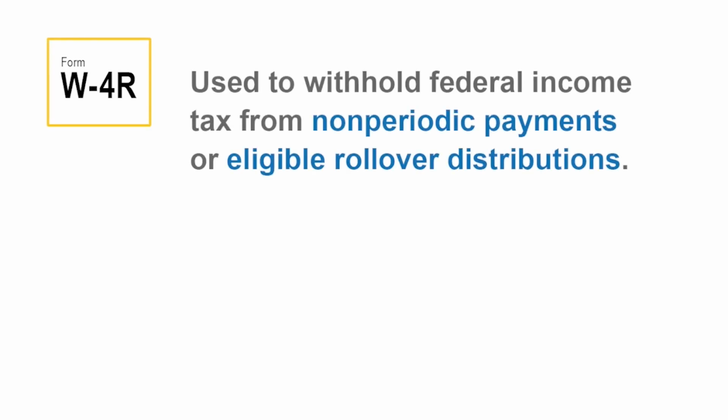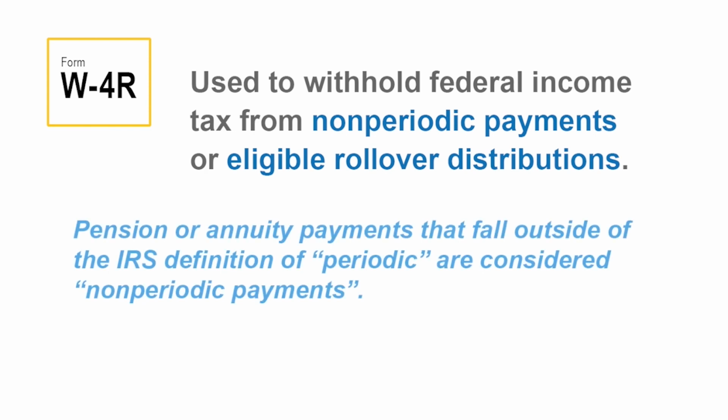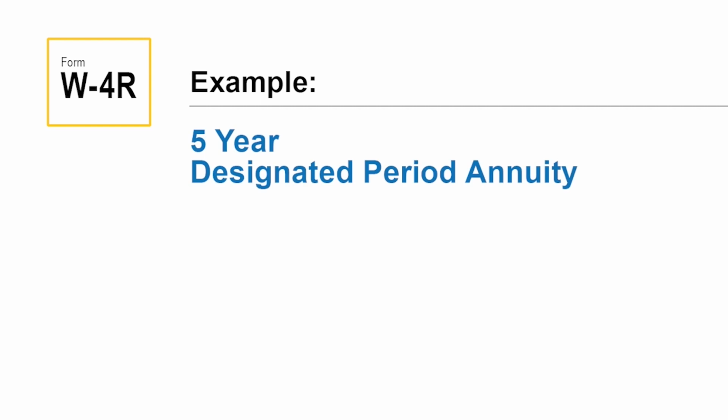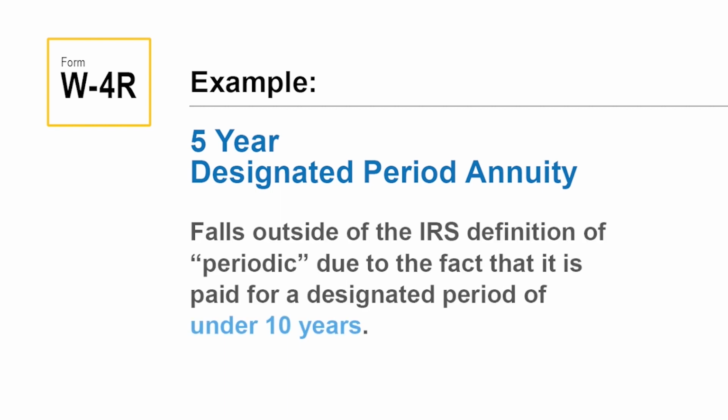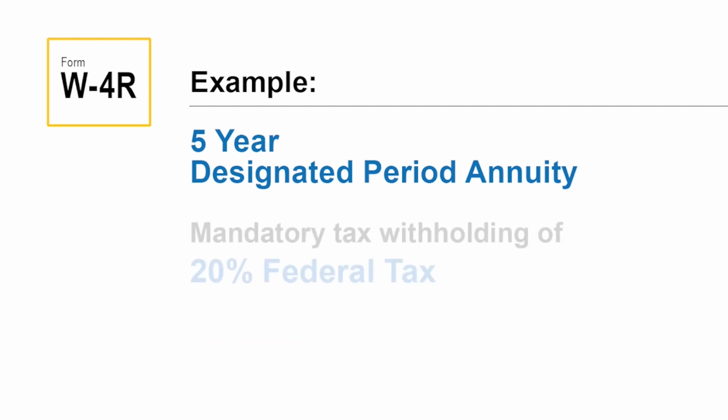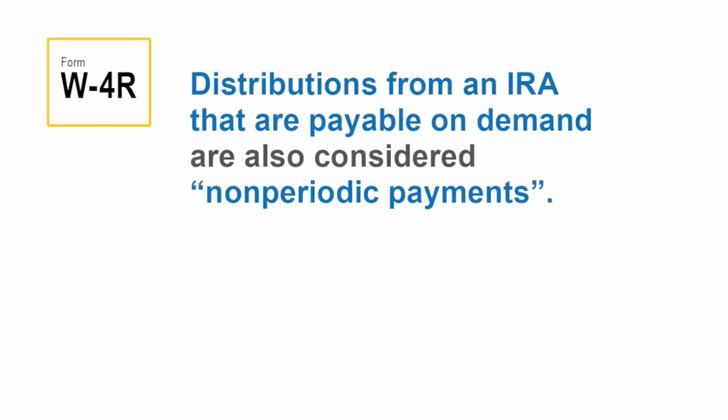Form W-4R should be used to withhold federal income tax from non-periodic payments or eligible rollover distributions. Pension or annuity payments that fall outside of the IRS definition of periodic are considered non-periodic payments. For example, the 5-year designated period annuity discussed at the end of the last section falls outside of the IRS definition of periodic due to the fact it is paid for a designated period of under 10 years and therefore has a mandatory withholding of 20% federal tax.